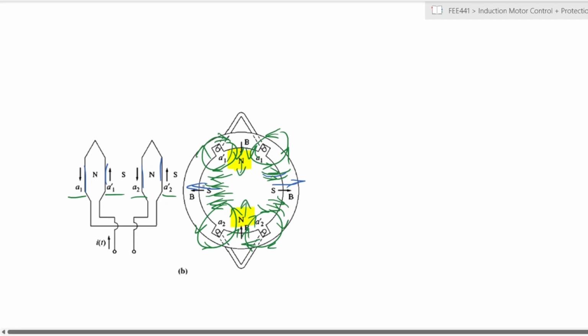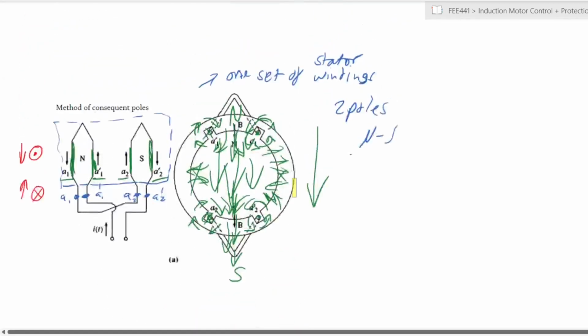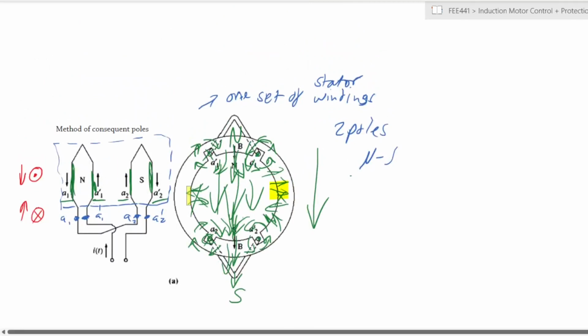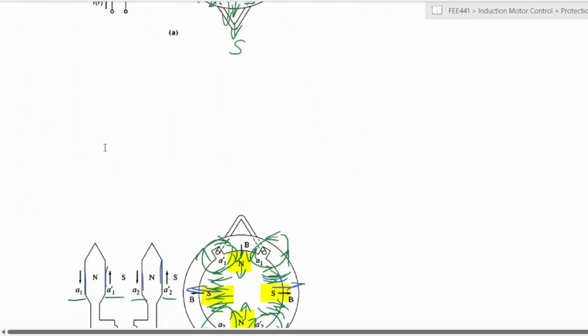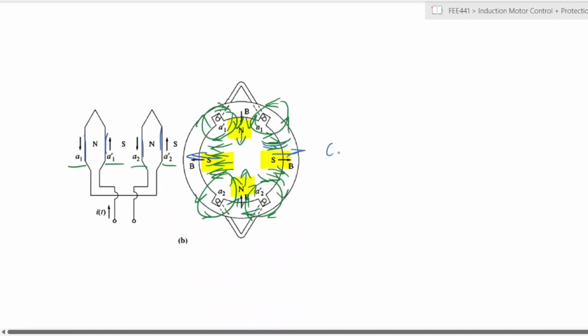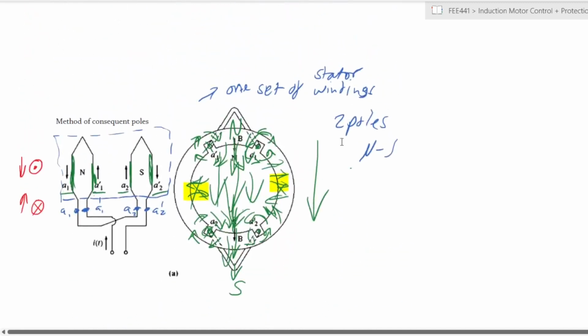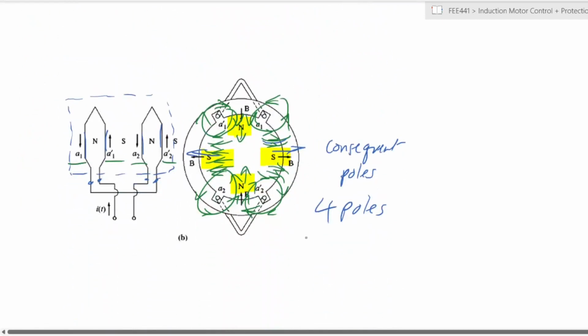All right. What you end up having, these south poles that you have now created here in between, which were not here before because these were being cancelled out, you now have what you are terming as consequent poles. So these are poles that are consequent, and they result from the different configuration that we have from your winding. So the terminals are connected differently, and they therefore result in 4 magnetic poles instead of just 2 magnetic poles.